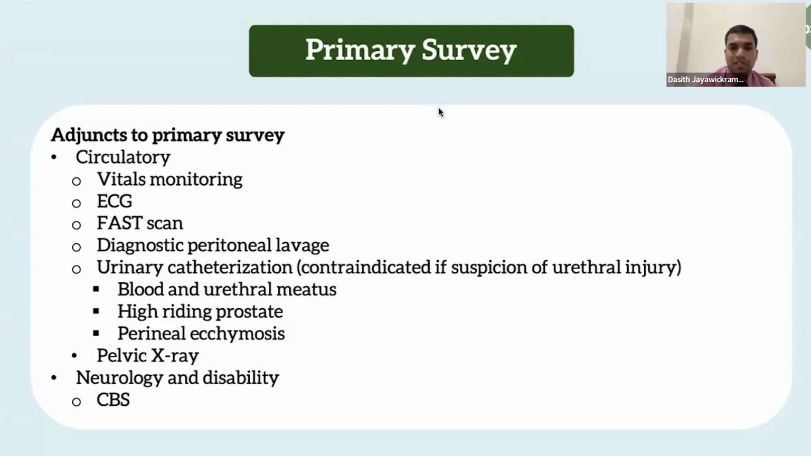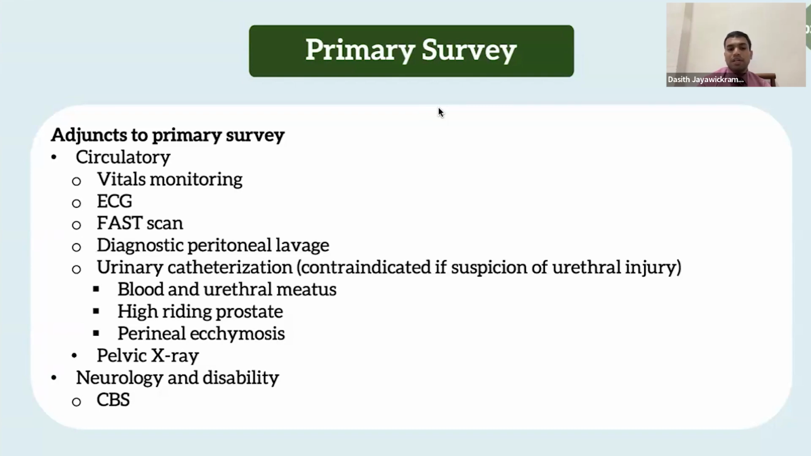And then urinary catheterization, which we have to do. It is contraindicated if we suspect a urethral injury, for example, blood at the urethral meatus, a high riding prostate, or bleeding signs in the perineum. These are red flags that provide suspicion of urethral injury. In that case, urinary catheterization is contraindicated. Otherwise, to monitor the urine output, we put in a urinary catheter as an adjunct to the primary survey. And pelvic X-ray sometimes, yes, not always.